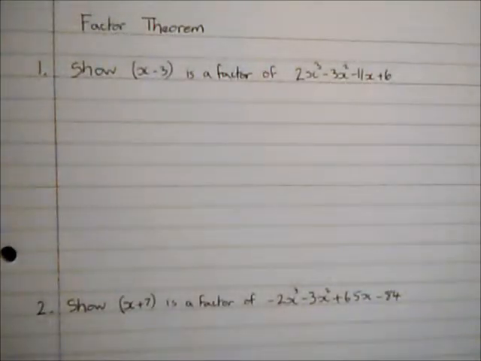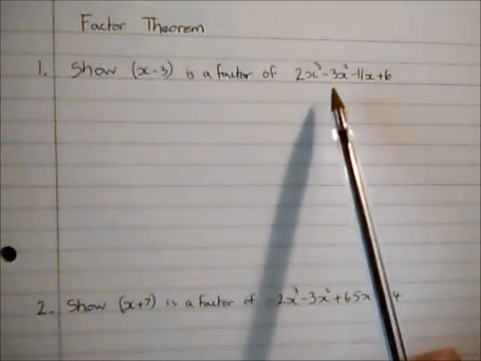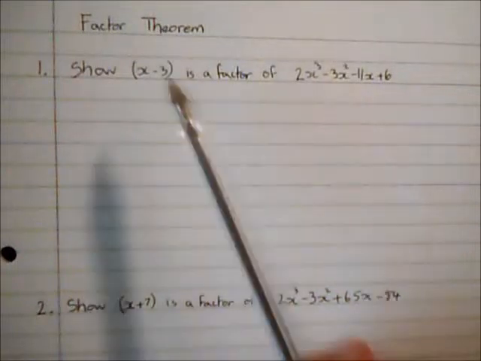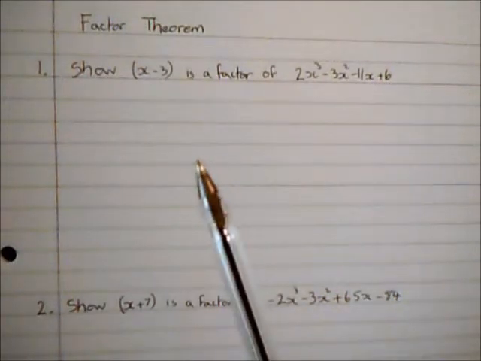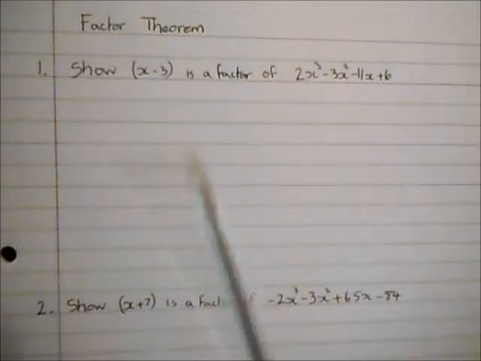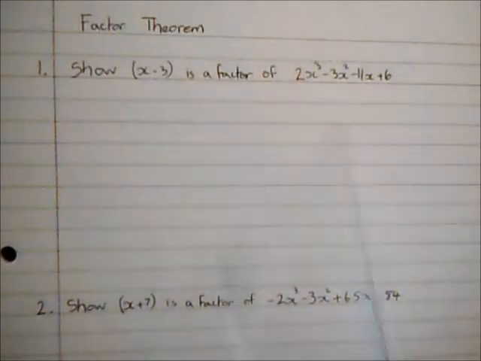In this video we're going to look at how we can use the factor theorem to show whether or not a linear term divides exactly into a larger polynomial. So we're going to see if x minus 3 is indeed a factor of 2x cubed minus 3x squared minus 11x plus 6. Now if it is, then when this expression is equal to 0, x equals 3 is a solution to that equation, because then it would make this bracket 0 and then multiplied by whatever the other factorised part is would give us a product of 0.